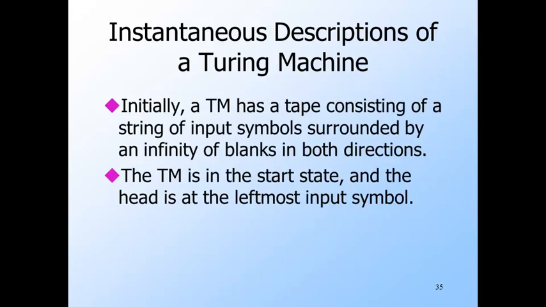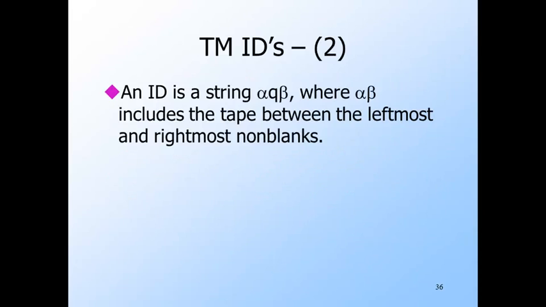The Turing machine begins at its start state with the head at the leftmost input symbol. If the input string happens to be epsilon, then the Turing machine's tape is entirely blanks and the head is scanning one of them. An ID is a string of the form alpha, q, beta. Here, alpha beta is the contents of the tape between the leftmost and rightmost non-blank symbols. That is, the tape consists of an infinity of blanks, alpha beta, and then another infinity of blanks.